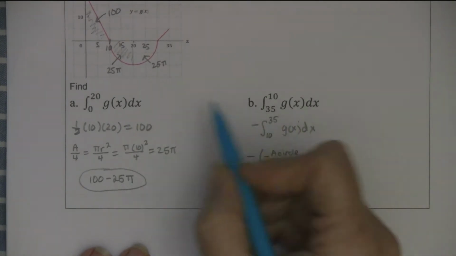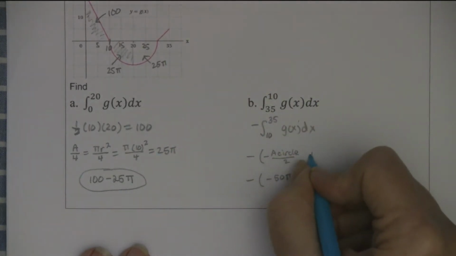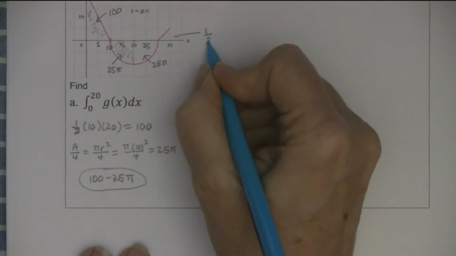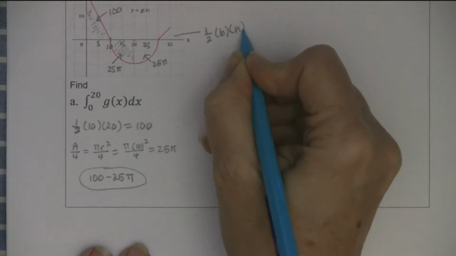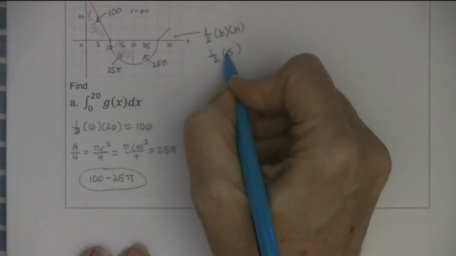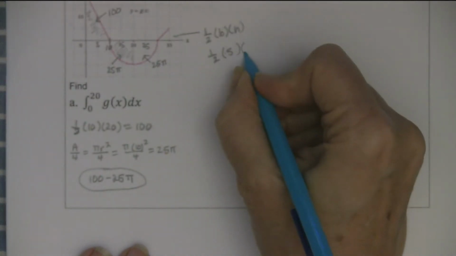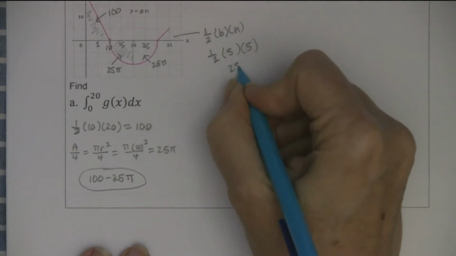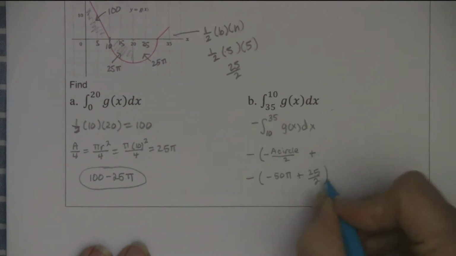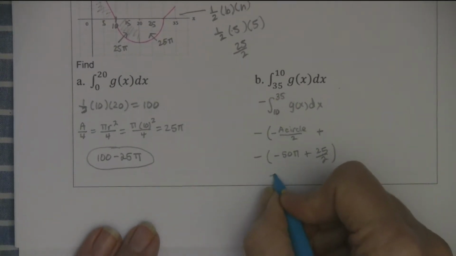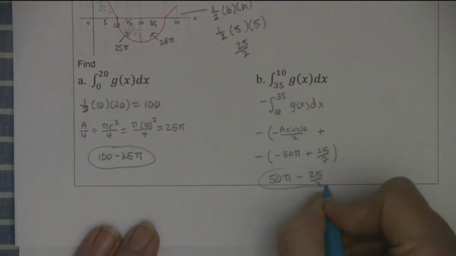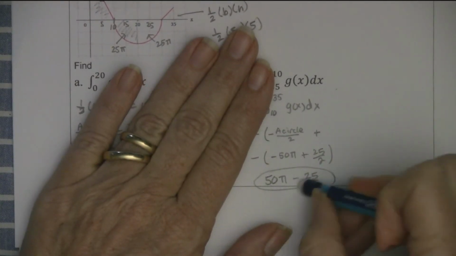Is that okay? And then this is above the x-axis, so plus, and then that little triangle. Now remember, this little triangle, half the base times the height. The base is 5, because it's going here from 30 to 35, and the height is also 5. So this is 25 over 2, and it's positive, so plus 25 over 2. And I decided to distribute the negative, so this is 50 pi minus 25 over 2. I'm going to make that a little neater.